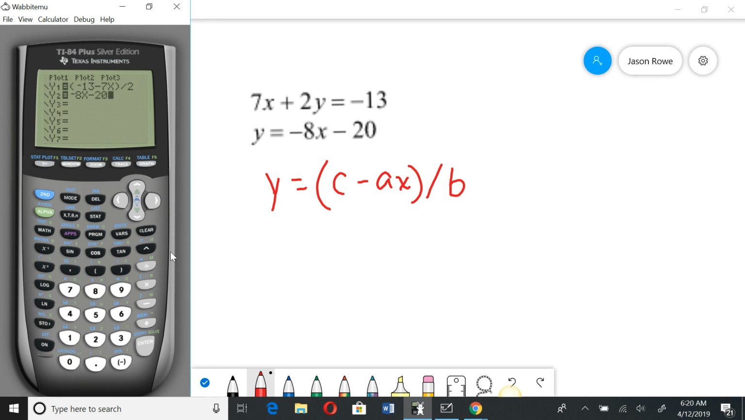Okay, I'm going to hit the graph. Make sure you see your intersection. I do see my intersection, so I'm just going to hit second trace, option 5, which is intersect, and I'm going to hit enter 3 times. 1, 2, 3. And there it is, negative 3, 4.